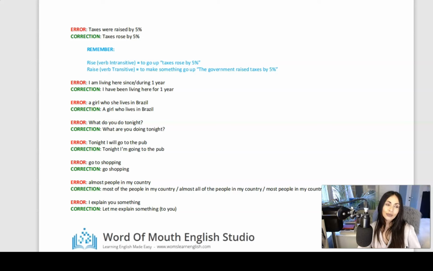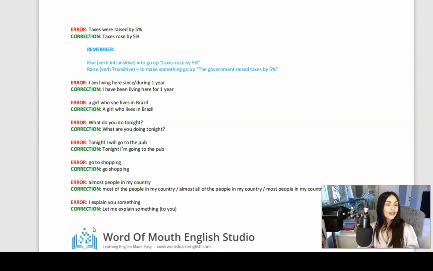How about the expression most of people? This is another commonly made mistake. Most of people is not correct either, okay? So either most followed by of, followed by the definite article, followed by people, all right? Or most followed by people.